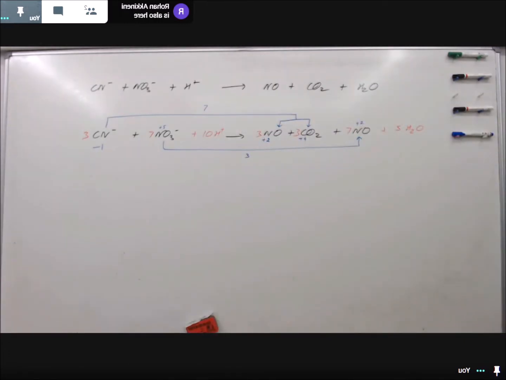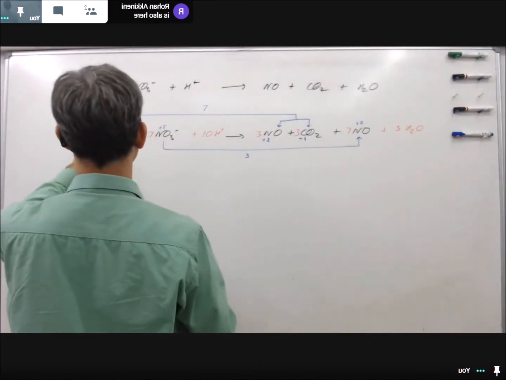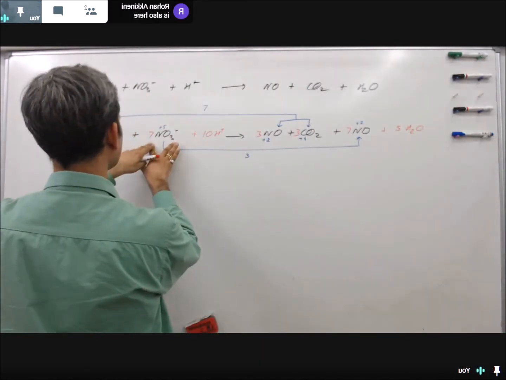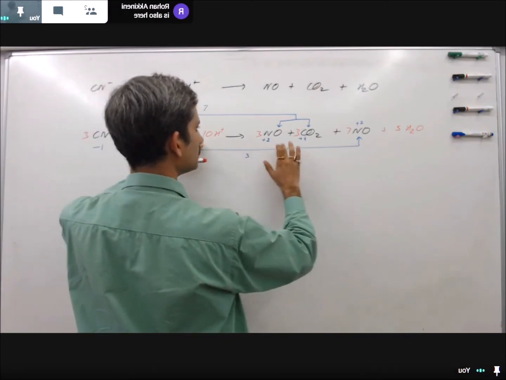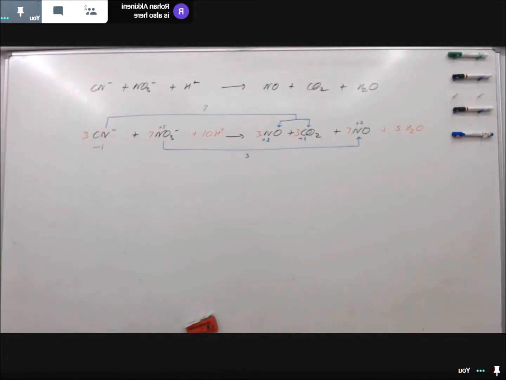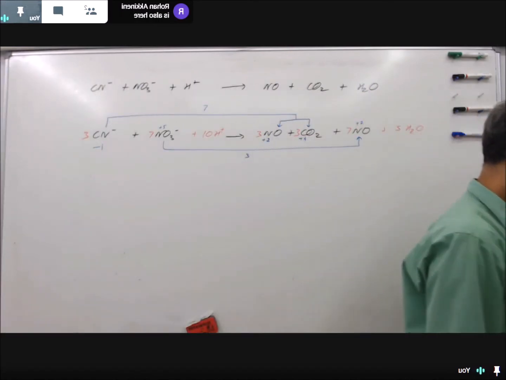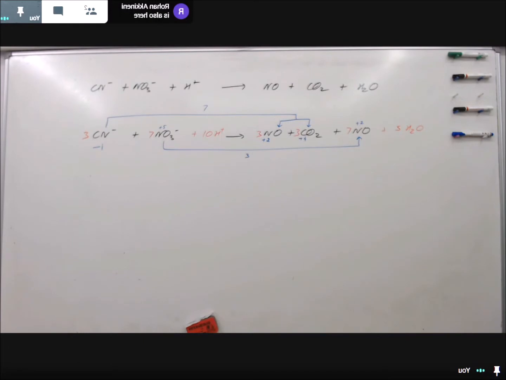We can check the charges. Here we have 3 negative, 7 negative, total 10 negative, plus 10 positive, 0. And here we don't have a charge. So the equation is balanced. And with that, we have just finished off with the balancing of the redox equation.